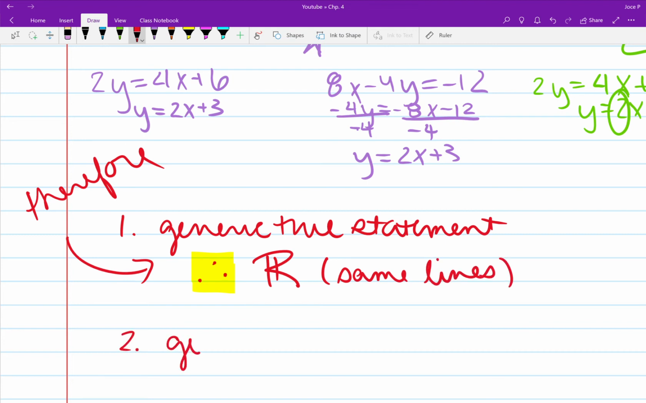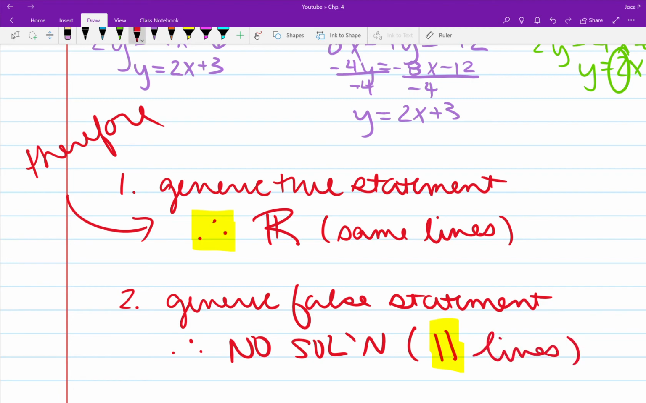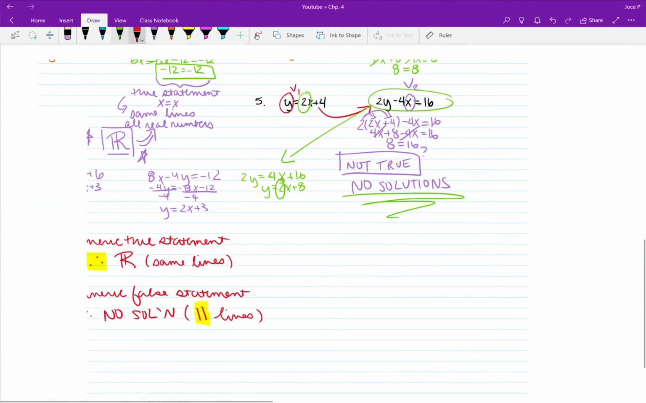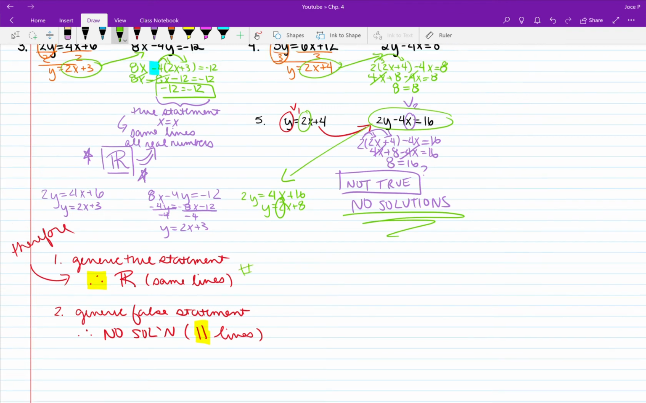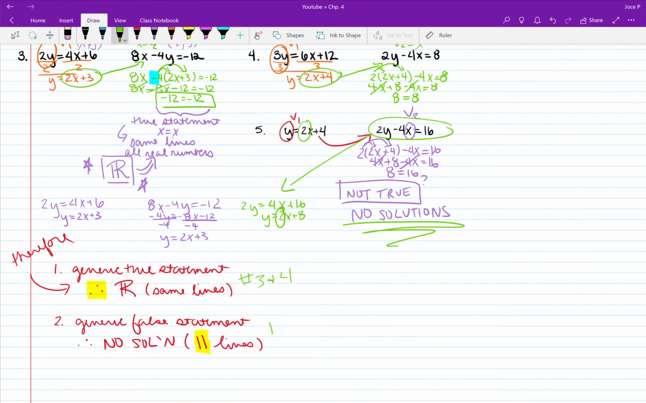Then, if you have a generic false statement, then, therefore, no solution. Parallel. Remember, this is the parallel sign. We talked about this. This is a parallel sign because they are parallel lines. Fantastic. And this is shown in problems number 3 and 4. And this one is shown in number 5.